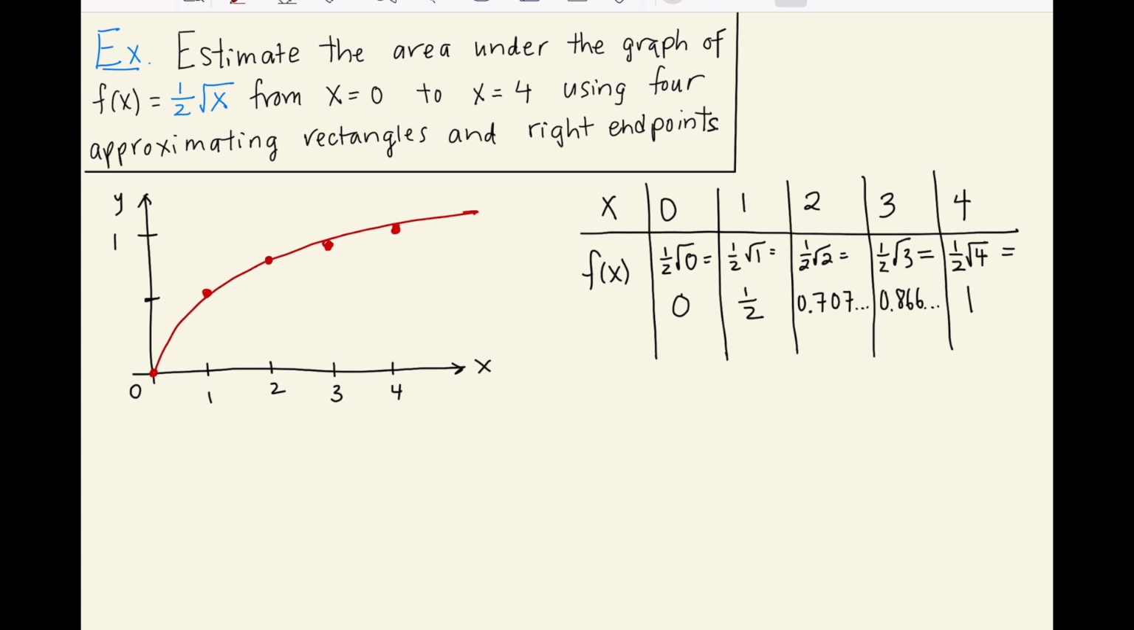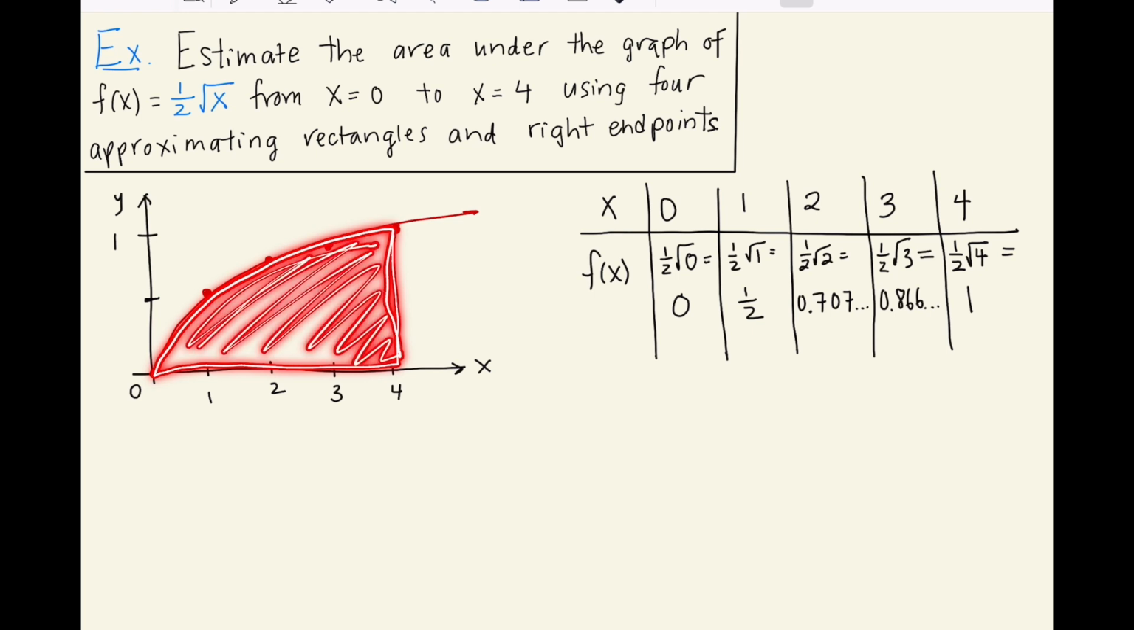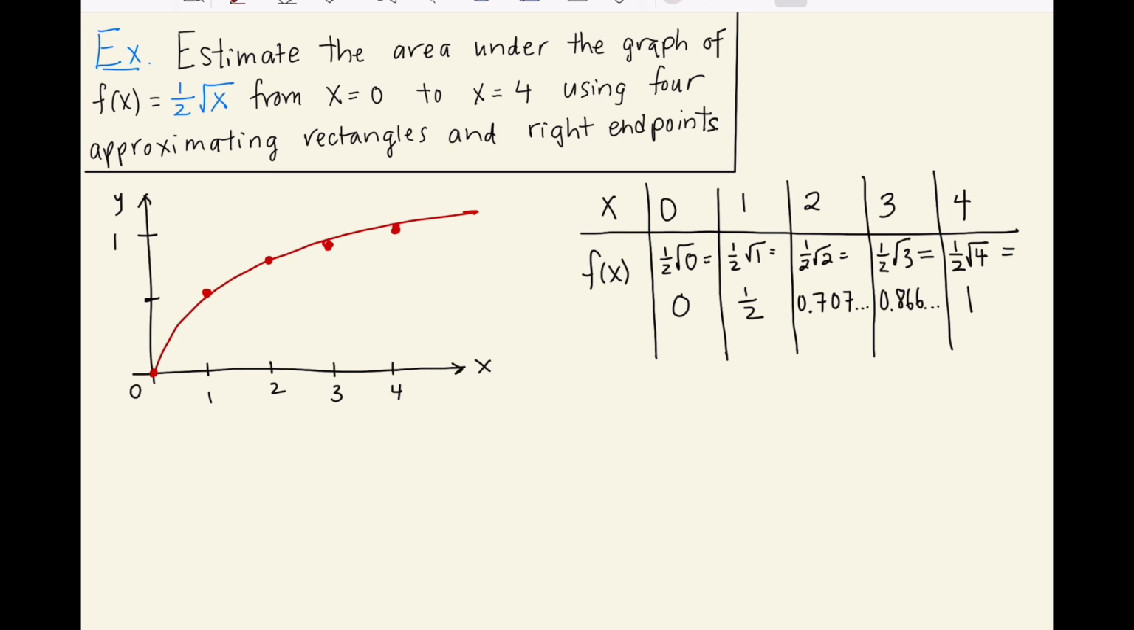Okay. So how am I going to use 4 approximating rectangles? How do I use 4 rectangles to estimate this area? This is the area that I would like to estimate, the area enclosed in here. If we're using right endpoints, I'm going to create 4 rectangles. The bases of the rectangles are going to lie along the x-axis. So these are the bases. The heights are going to be given, if I use right endpoints, by taking the right endpoint of the base and plugging it into the function to give me the height of the rectangle.